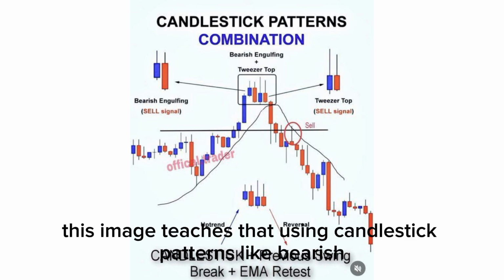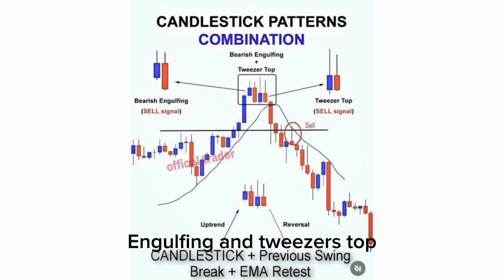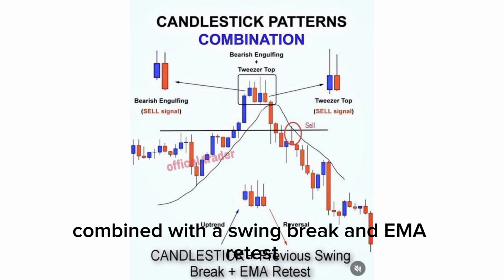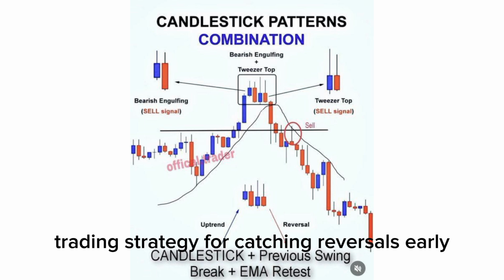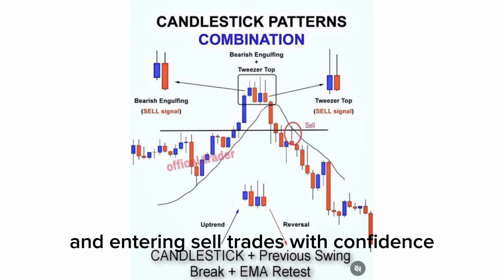In summary, this image teaches that using candlestick patterns like bearish engulfing and tweezer top, combined with a swing break and EMA retest, provides a high-probability trading strategy for catching reversals early and entering sell trades with confidence.